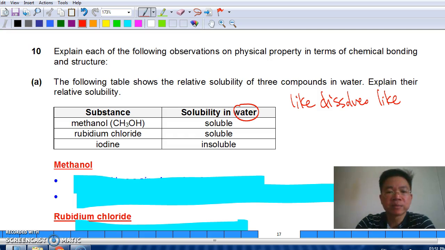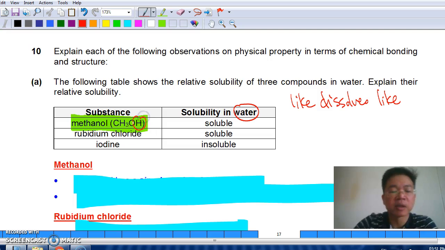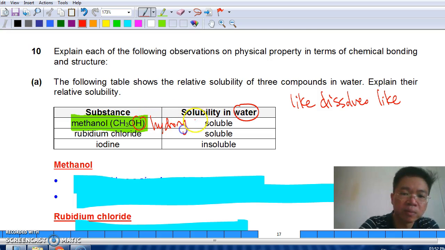Okay, so we look at 10A. Let's consider the three substances. The first one is methanol. Okay, what is the predominant type of forces in methanol? Remember, it has a H that can form hydrogen bond. Okay, so we will consider it as hydrogen bonding. Can it dissolve in water? Yes. Remember in question number 8, anything that can form hydrogen bond with water are able to dissolve in water. So that's why it can dissolve in water.